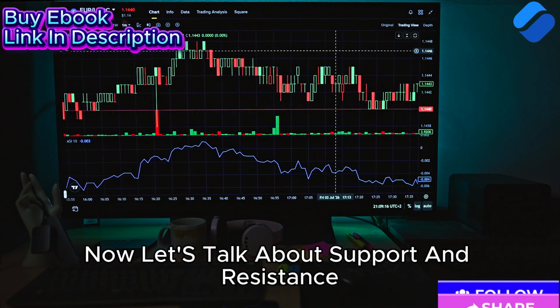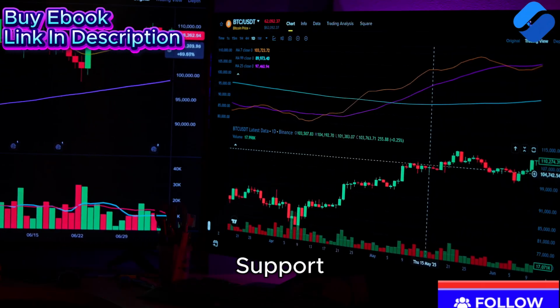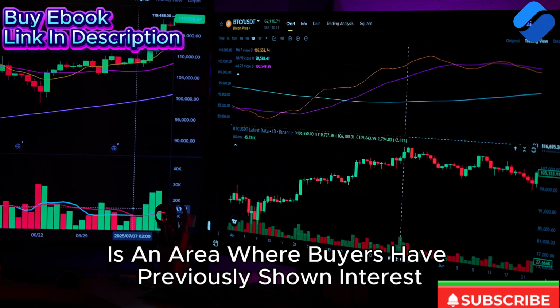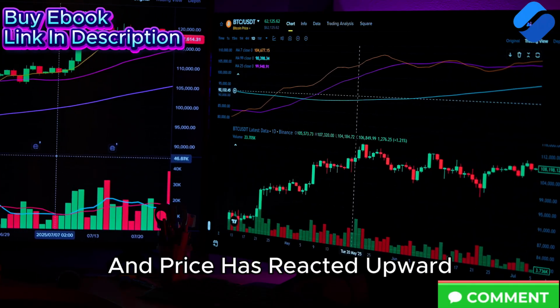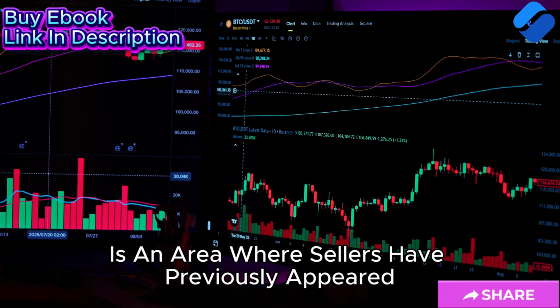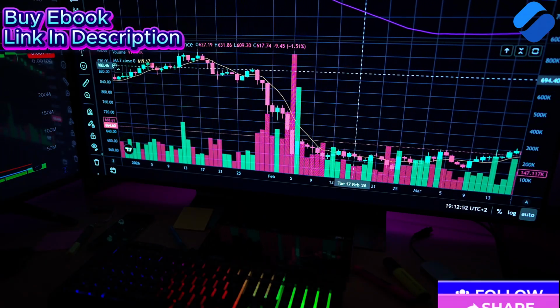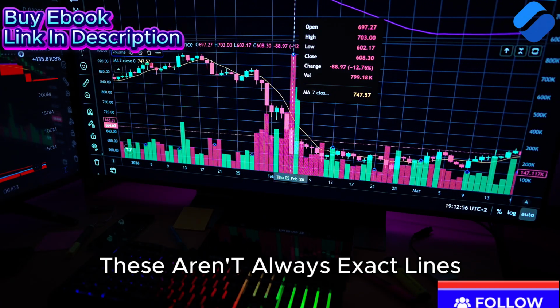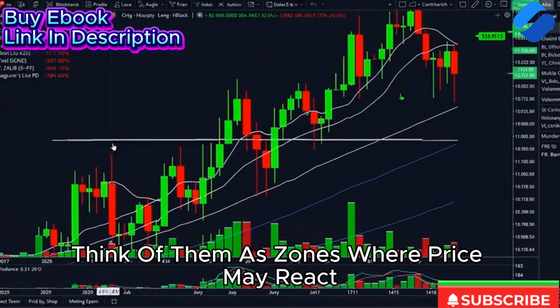Now let's talk about support and resistance. Support is an area where buyers have previously shown interest and price has reacted upward. Resistance is an area where sellers have previously appeared and price has reacted downward. These aren't always exact lines. Think of them as zones where price may react.